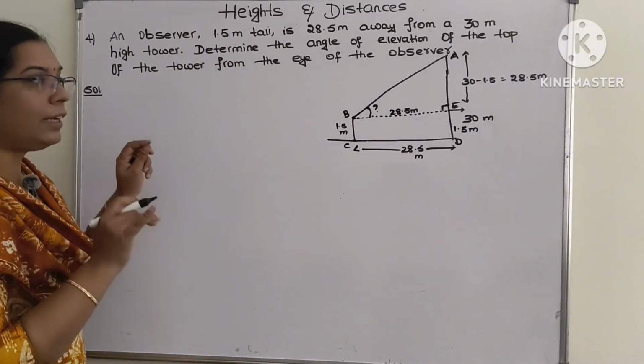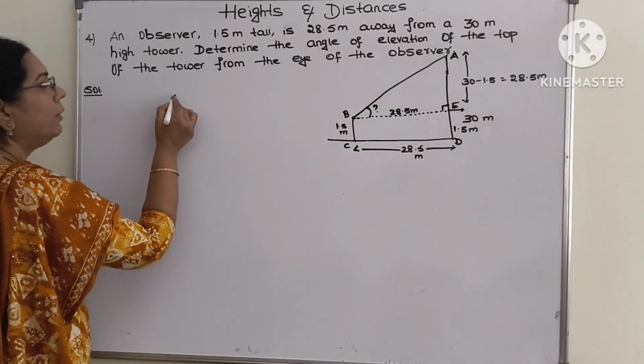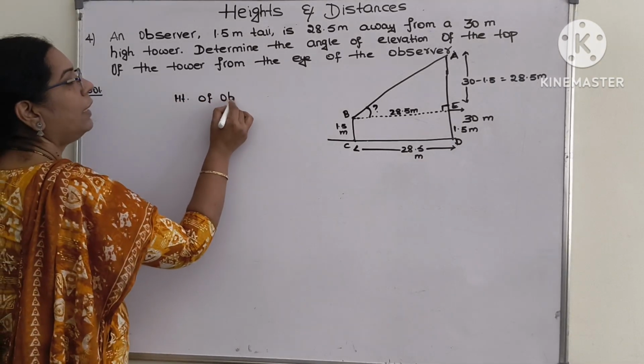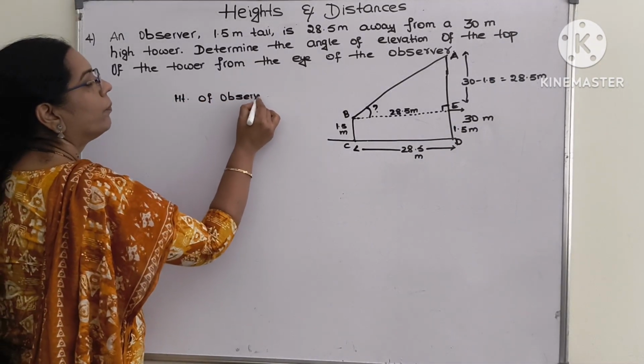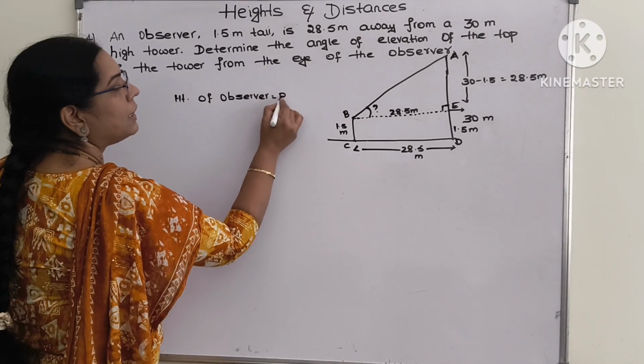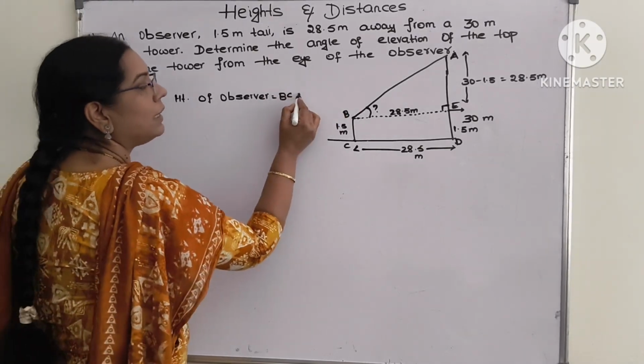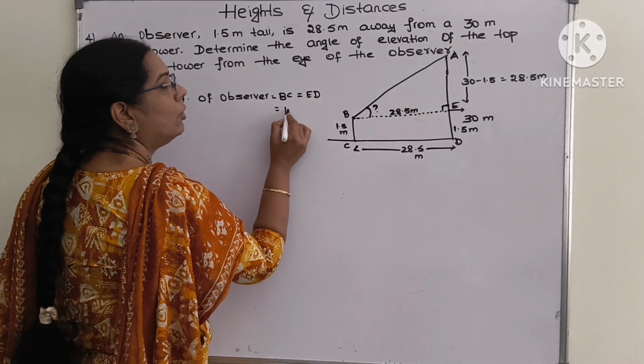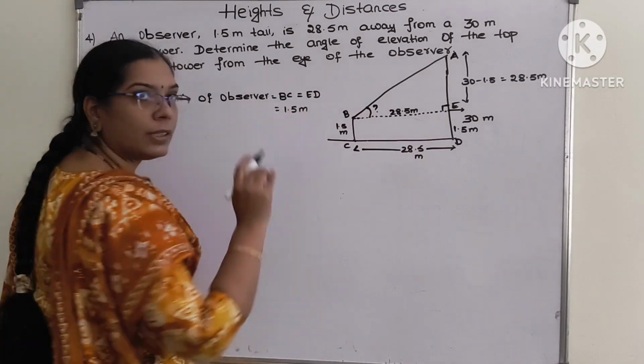If we want, let us write quickly a few steps about it. Height of observer. What is the height of the observer? It is BC, and BC is the same as ED. So both of them are equal to 1.5.